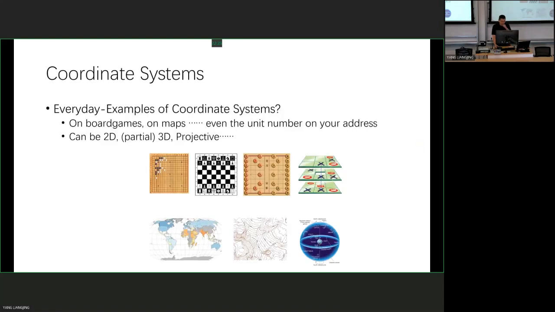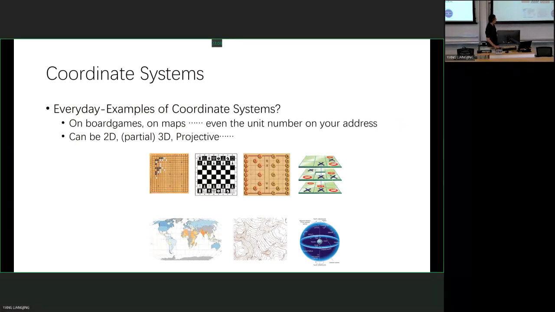So we have to start off with coordinate system as the basic or the fundamental way where we start to describe something. We use coordinate system. So everyday example of coordinate system: if you play with board games, when I want to describe a certain piece, where is the position of this piece, we need to have some form of indexing, right? We can talk about the row and the column.